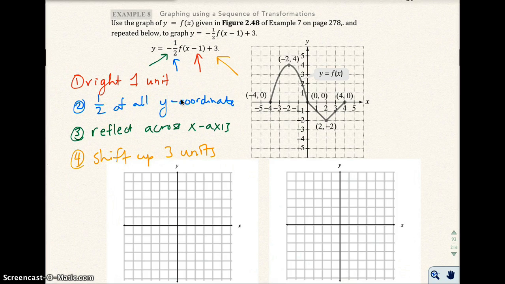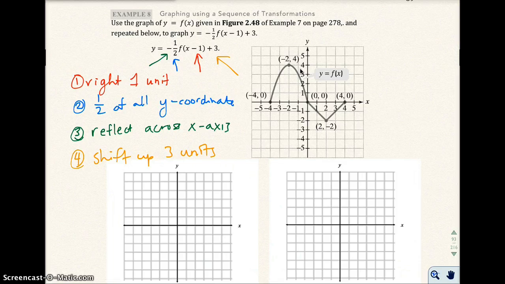And then look for a negative sign, that's the reflection across the x-axis because that negative sign is in front of the entire function and not with the x. And then I look for a number added or subtracted at the end, which I have. That plus 3 means I'm going to move up 3 units. Okay, so here's my original function, and I'm going to do all these transformations one step at a time.